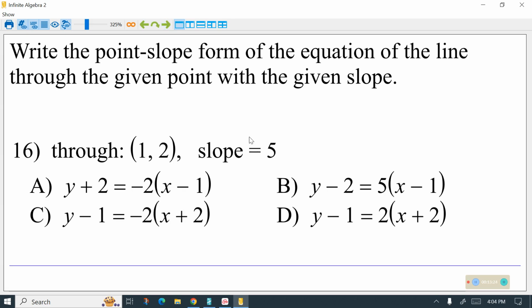Okay, next one. Again, you want to choose the one with the correct slope, but look, all of these have a slope of 2 or negative 2. This is the only one with the slope of 5. So you go ahead and pick B for this one.